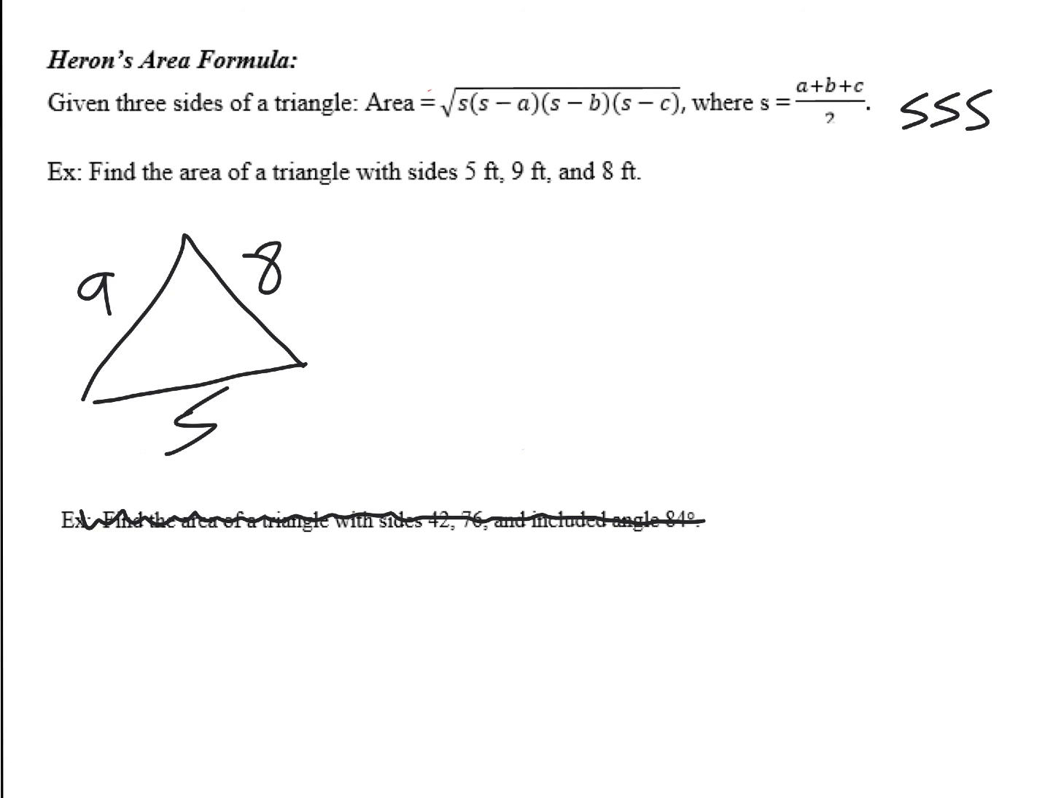So Heron's formula says you need to find this number called S, which is the 3 side lengths all added up and divided by 2. So easy enough. 5 plus 8 plus 9 all divided by 2 would be 11. Okay? So notice this formula uses the number 11 quite a bit.